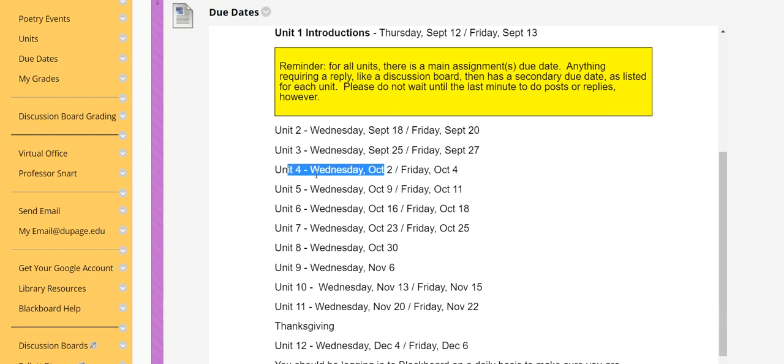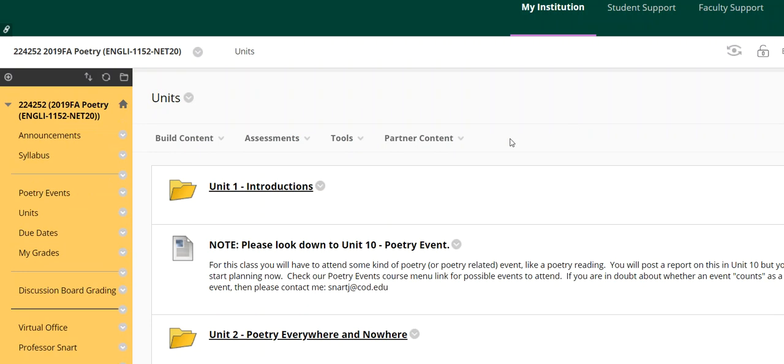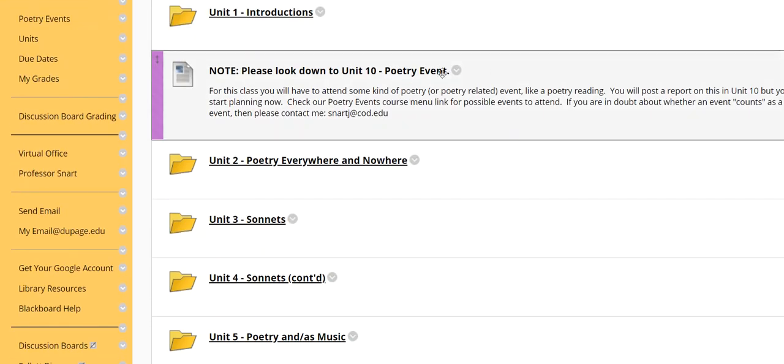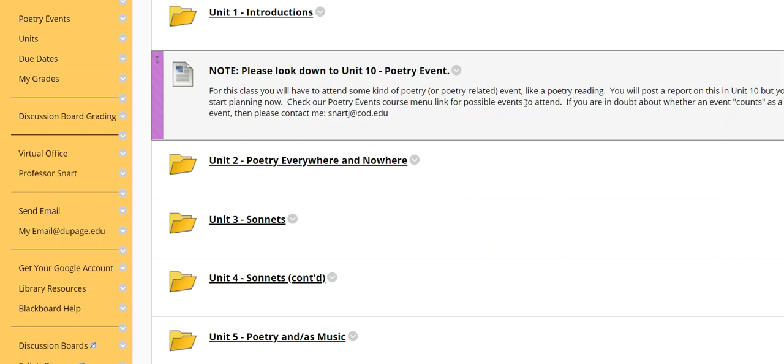Okay, so speaking of microgrades, let's jump into Unit 4. A little reminder again about our poetry event unit coming up. Still a little ways away, but useful to be thinking about that now so you're not scrambling at the last minute or attending something that really isn't a poetry event.